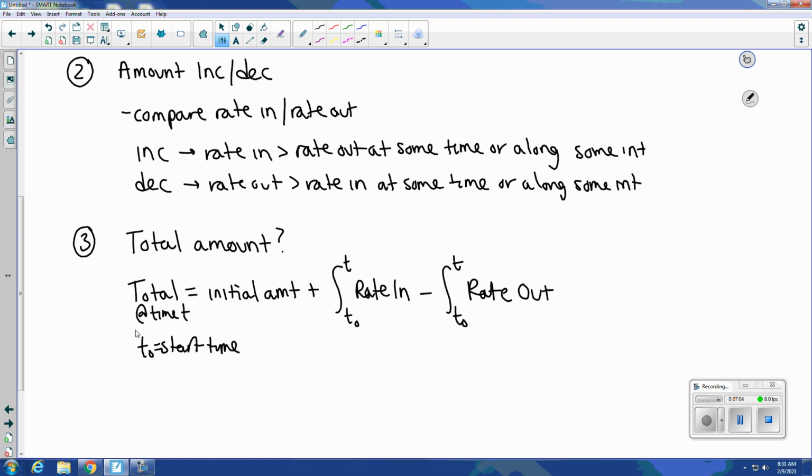Or I should say, in most cases, it's the same time period, but you may want to pay attention to the context of the problem. But in general, this is the idea. Initial plus amount in plus minus amount out will get you the total at that time.